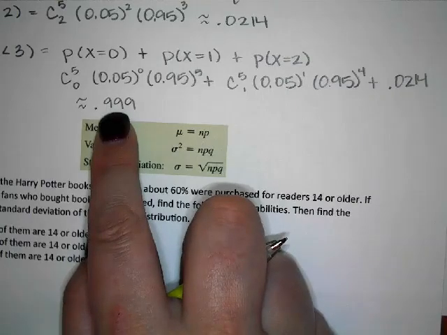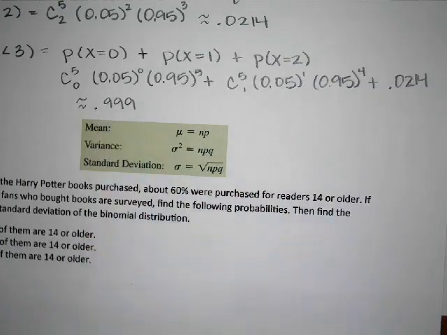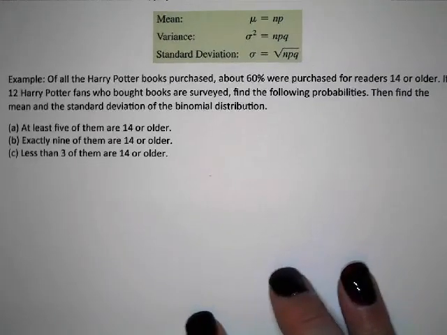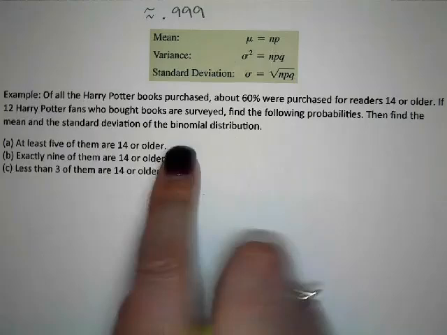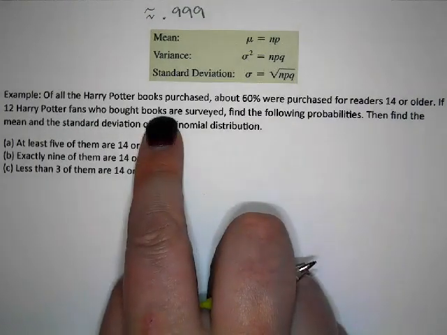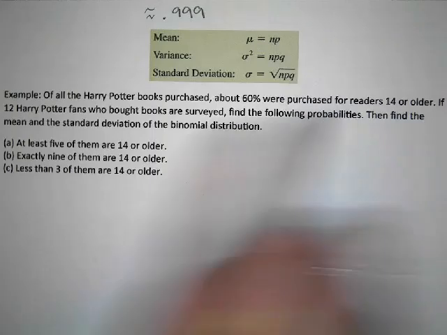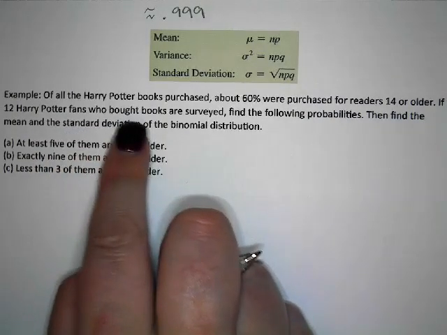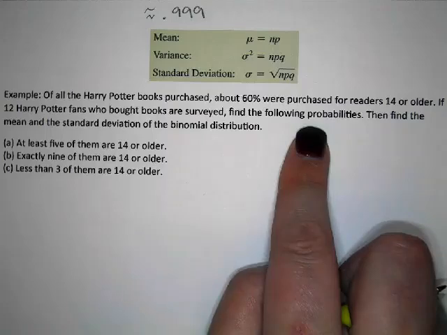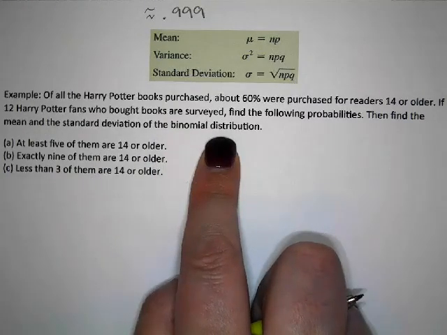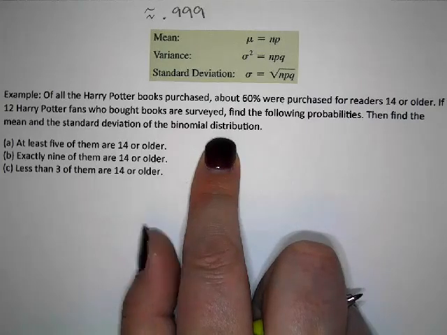All right, let's look at another problem. So this says, of all the Harry Potter books purchased, about 60% were purchased for readers 14 or older. If 12 Harry Potter fans who bought books are surveyed, find the following probabilities. Then find the mean and standard deviation of the binomial distribution. So here we don't have to check to see if it's a binomial distribution. We know from the context of the problem that it is. So we can just go through and actually calculate the different answers from here.